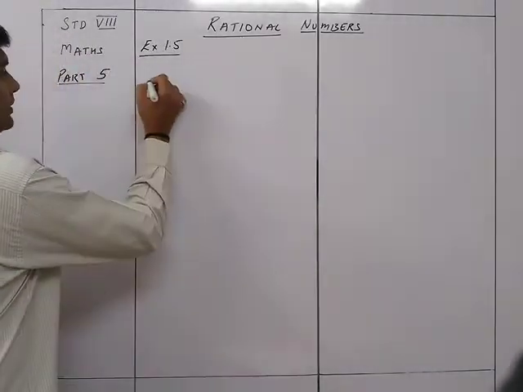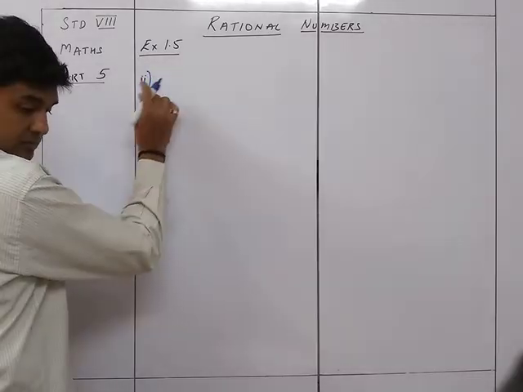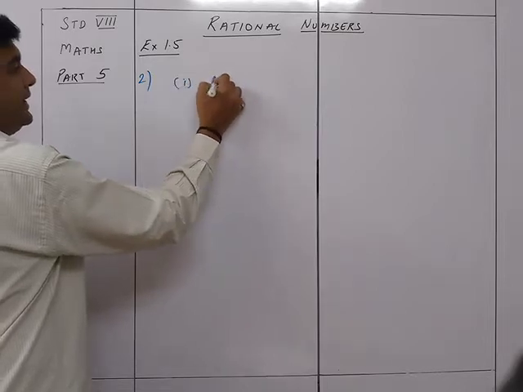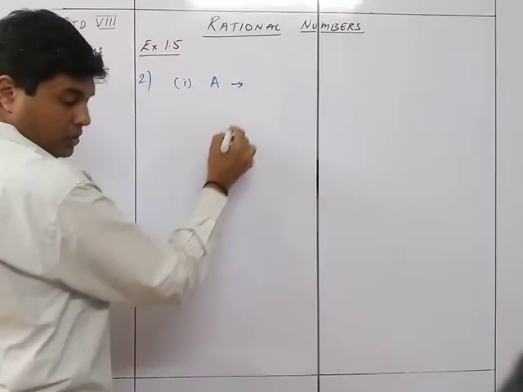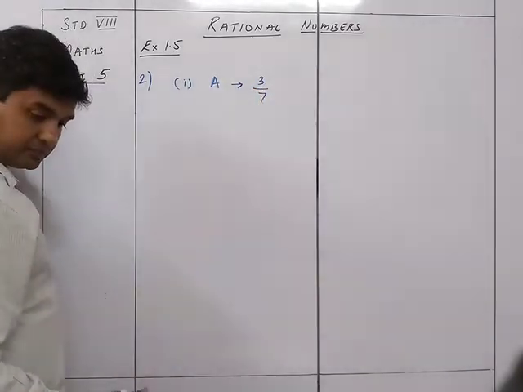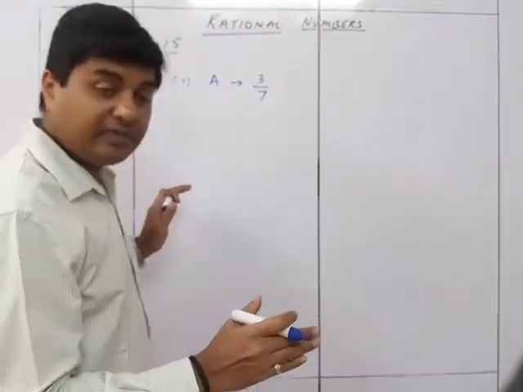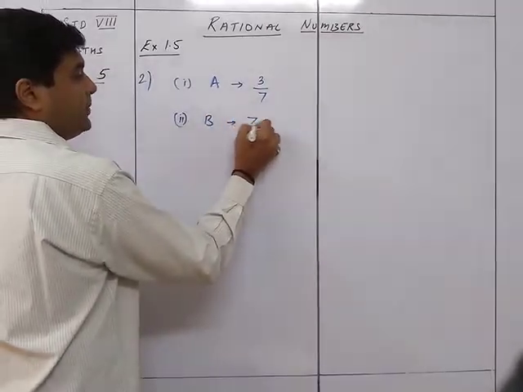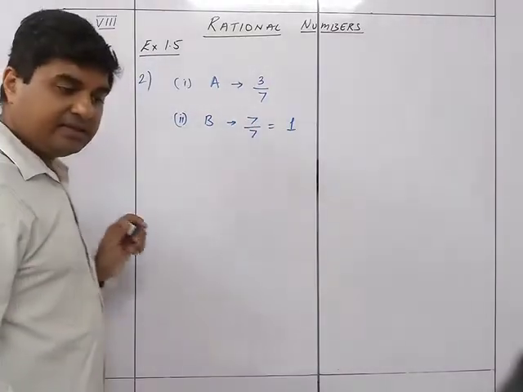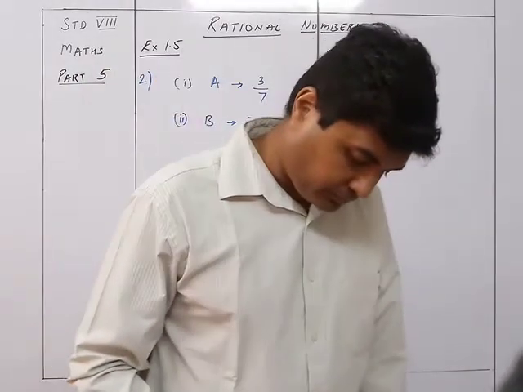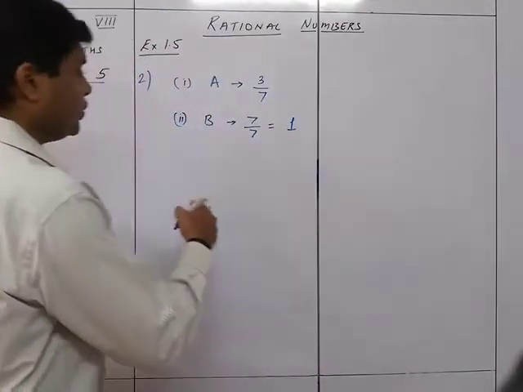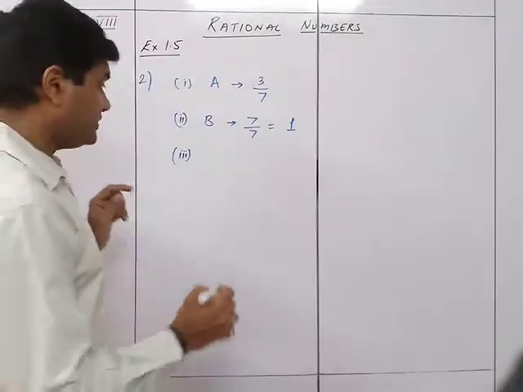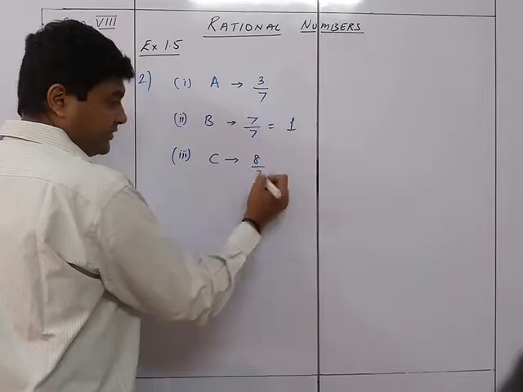We can see question number 2. A is given as 3 upon 7, then 4 upon 7, 5 upon 7, 6 upon 7, then 7 upon 7. So B over here is 7 upon 7, which is equal to 1. Next is C, which is going to be 8 upon 7. So that's the third one over here. So C will be 8 upon 7.